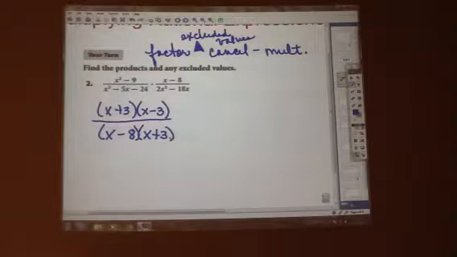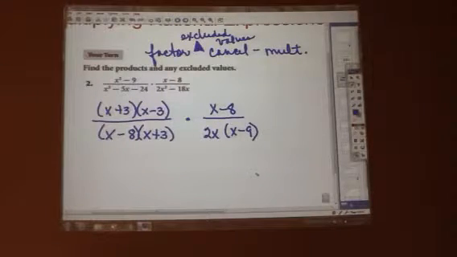Okay, let's go to the other side. Let's look at just the numerator. The numerator can't be factored, so it's just x minus 8. What about the denominator? Take out a 2x, which will leave me x minus 9.